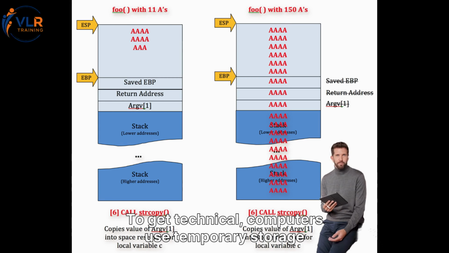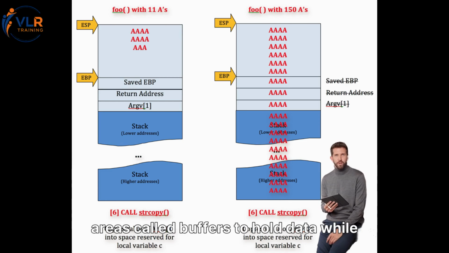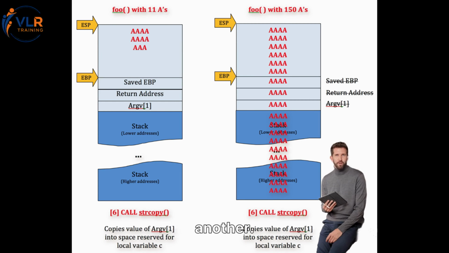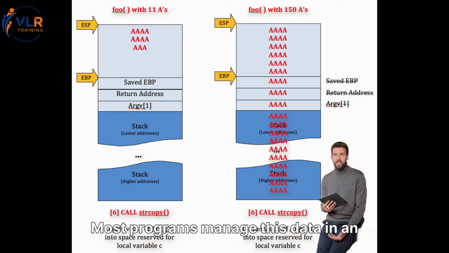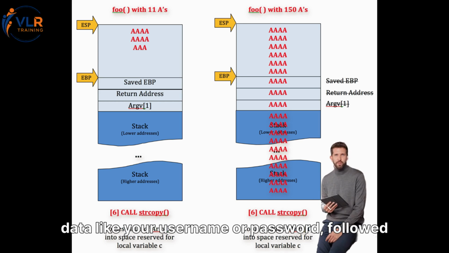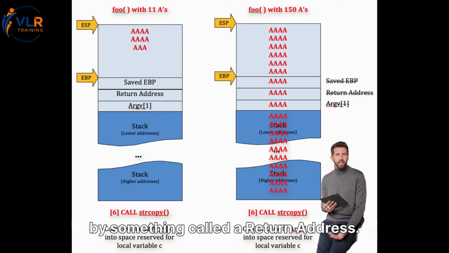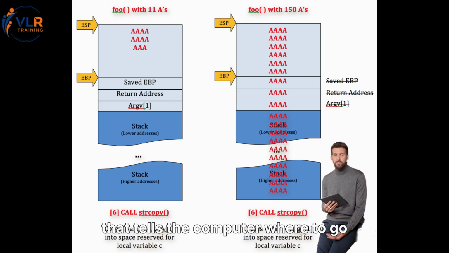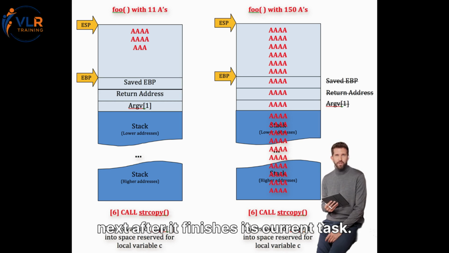To get technical, computers use temporary storage areas called buffers to hold data while it's being moved from one place to another. Most programs manage this data in an area called the stack. In a healthy program, the stack stores data like your username or password, followed by something called a return address. This address is like a GPS coordinate that tells the computer where to go next after it finishes its current task.